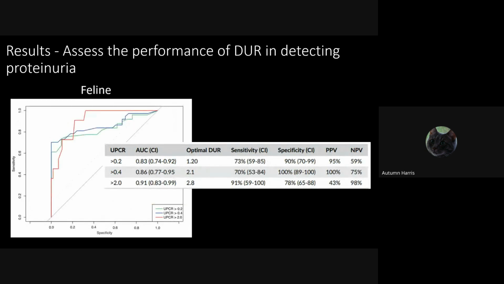And then for cats, this is the ROC curve from the kitty cats as well, and their area under the curve with the different UPC cutoffs based off IRIS guidelines, and they had different optimal ratio cutoffs of 1.2, 2.1, or 2.8, depending on which one you use. The sensitivity was not quite as high in the cats. Specificity was pretty good, and it had a pretty high positive predictive value, but a lower negative predictive value.